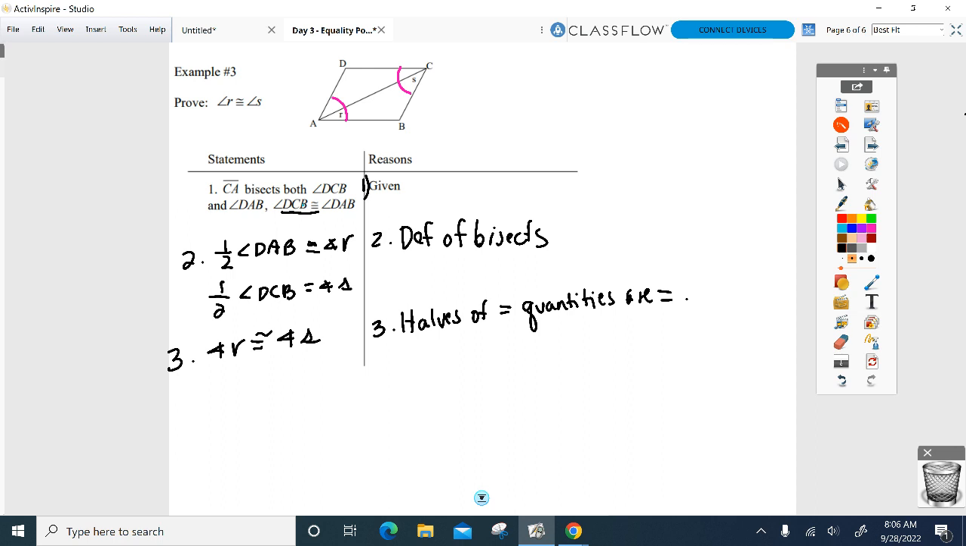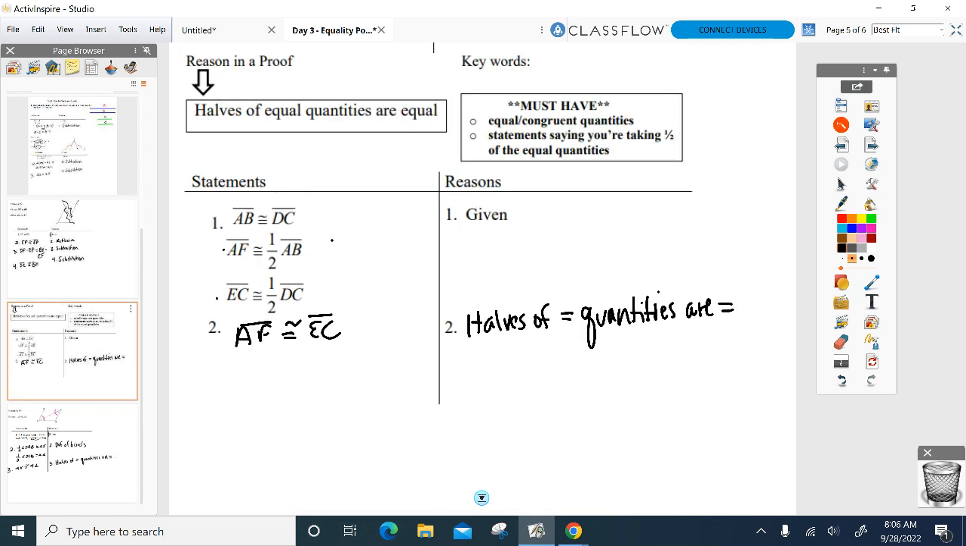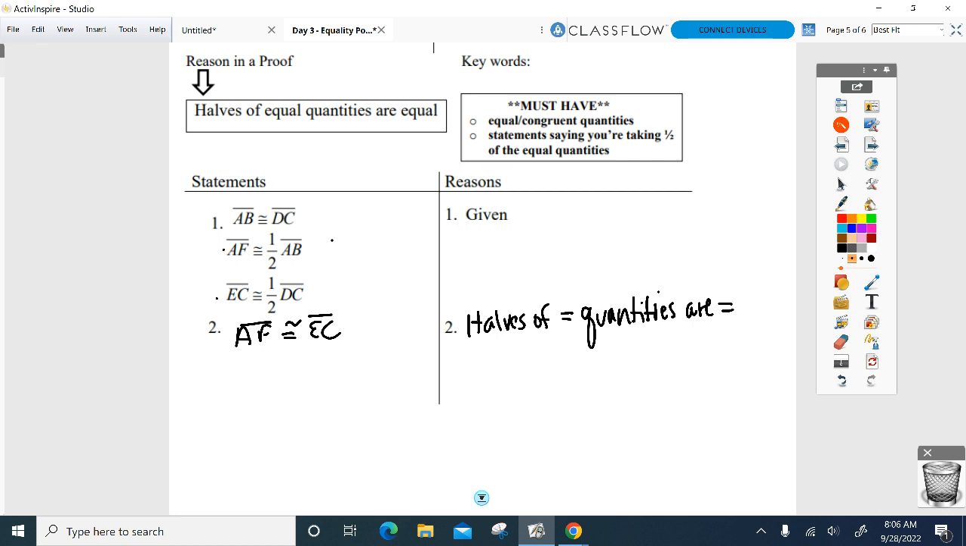I forgot to write in one thing. If you go back to that first proof with halves of equal quantities, we talked about it, but I just want to write it down. What are some key words you might see that say, hey, this is going to be a halves of equal quantities proof? Midpoint and bisects. All right, addition, subtraction, halves of equal quantities. That's what you're going to see tonight.